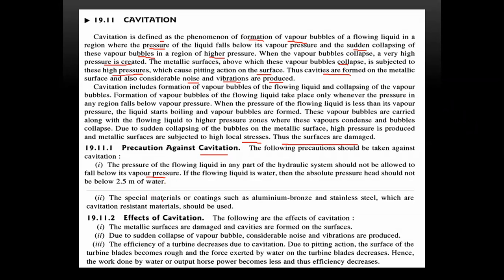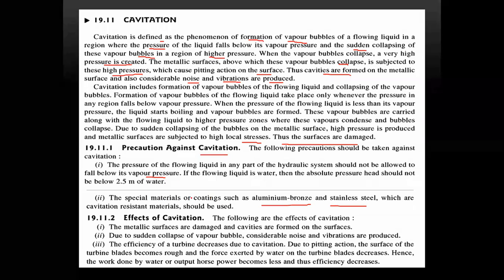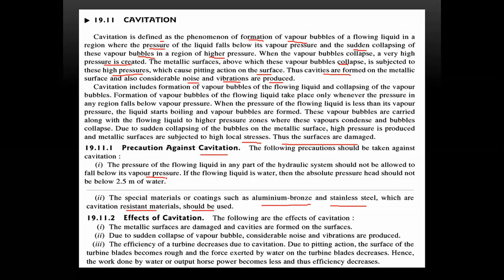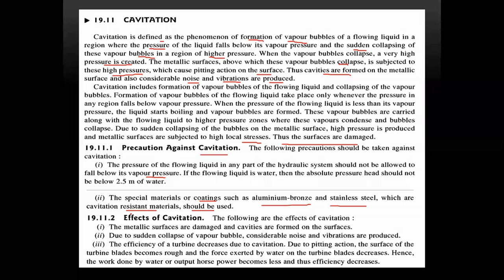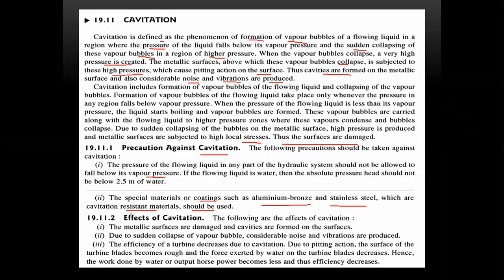What is the second one? The special materials or coatings such as aluminum, bronze, or stainless steel, which are cavitation resistant materials, should be used. So మనం first point vapor pressure గురించి neglect చేయలేకపోతే, what is the second thing? Vein material అనేది should be very high grade. So the veins should be coated with stainless steel or aluminum, chromium, bronze, like that. Thereby these are cavitation resistant materials, which will not create a problem for cavitation, right?